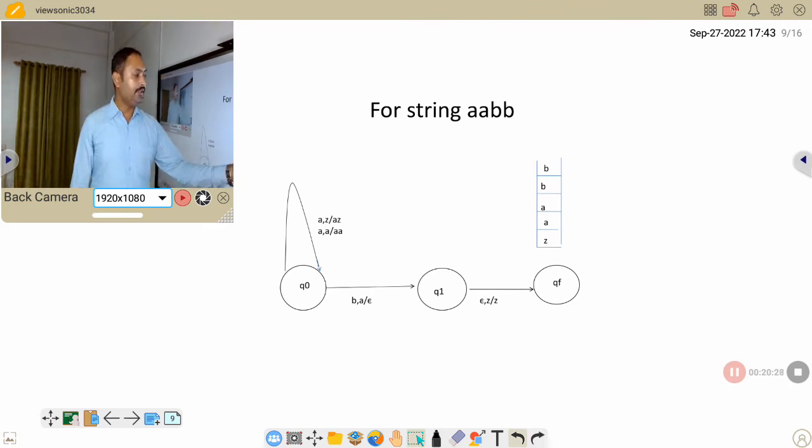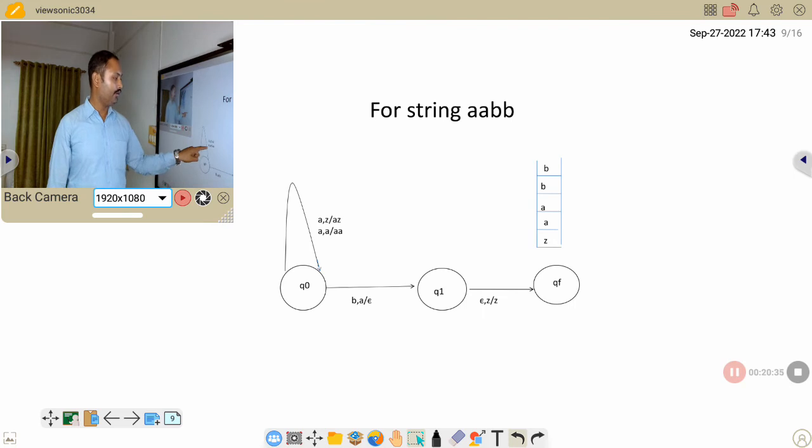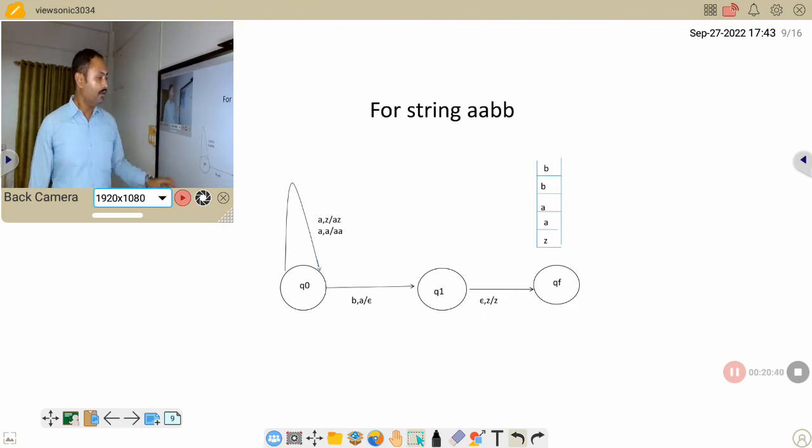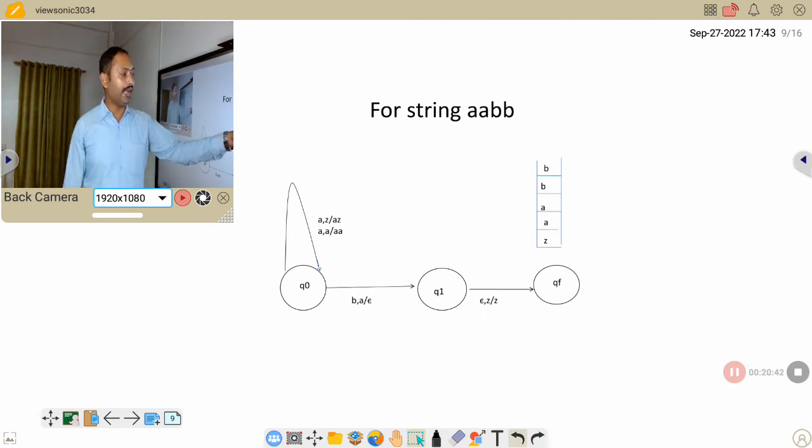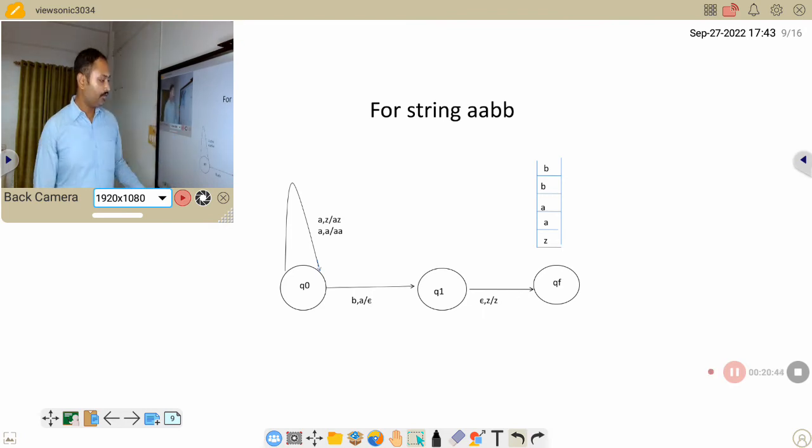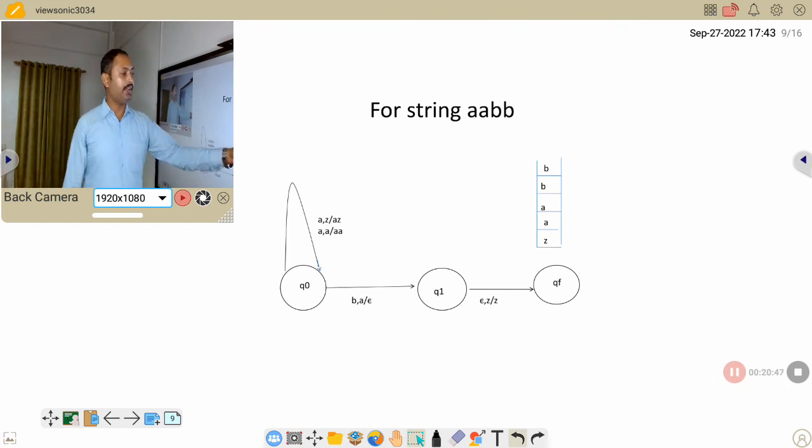Now our input symbol is A and the top of the stack is A, so this transition will happen: A comma A, it becomes AA. Now we are going to add B over A. If we add B over A, then we have to delete the corresponding A for this B, so this transition will happen. Q0 will go to Q1 and the resultant string is null.